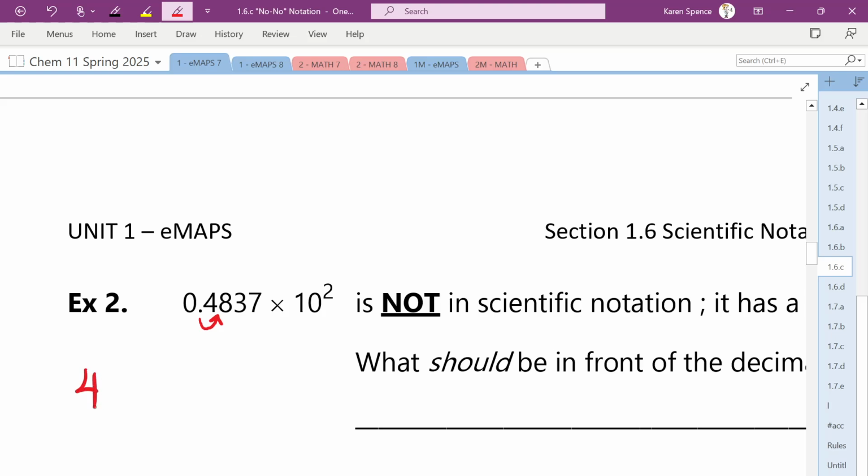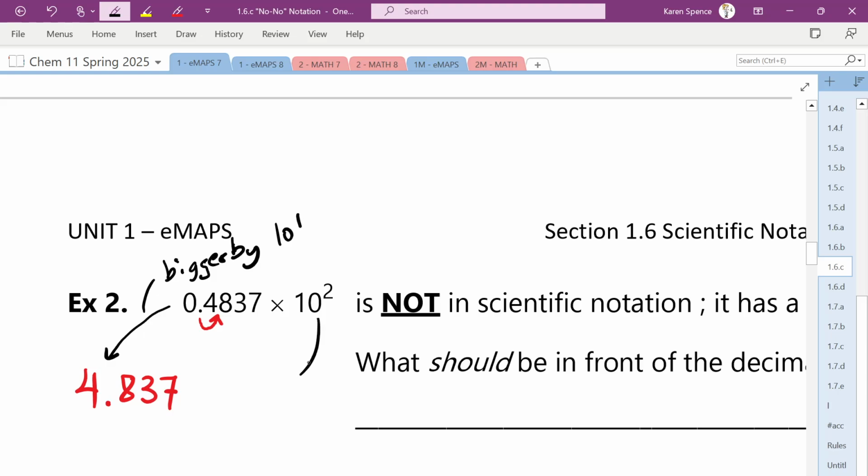So we now have 4.837. This number got bigger or smaller? Bigger. Bigger by 10 to the 1. And so this number has to get smaller by 10 to the 1. So that's going to be times 10 to the 1 less than 10 to the 2, which is 10 to the 1.